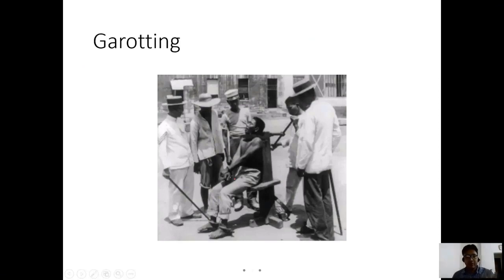Now you can see this picture. See, this is not a hanging. This is judicial strangulation. The person is sitting. This is a metallic collar. They compress the neck. Because this is common in Spain and Turkey, it is known as the Spanish windlass method.